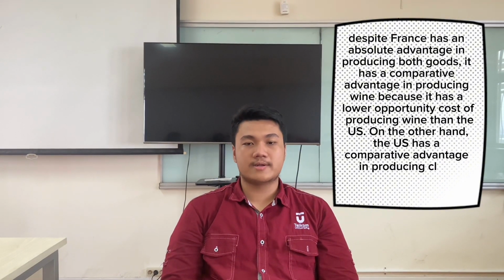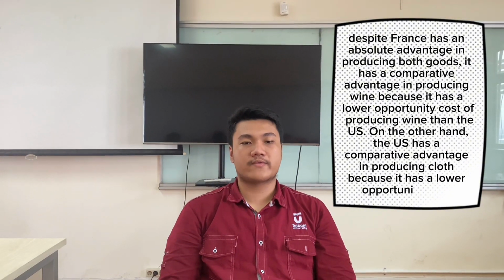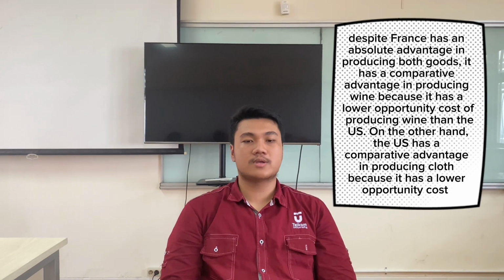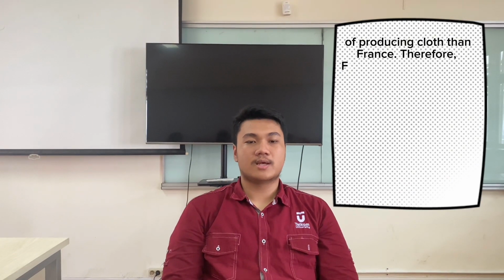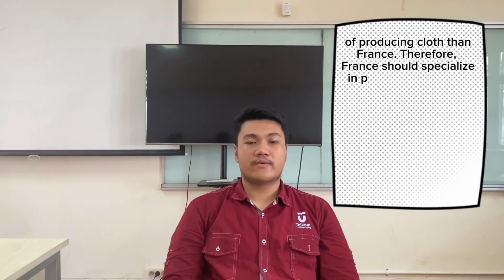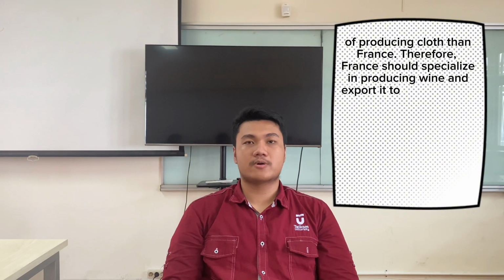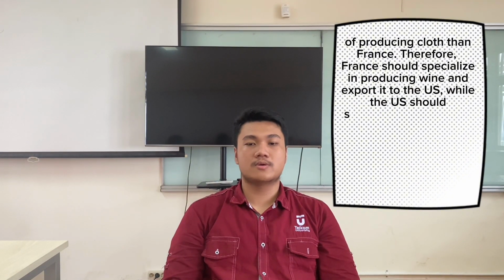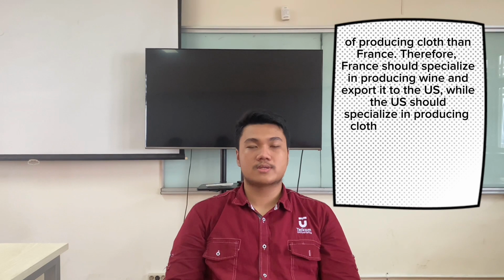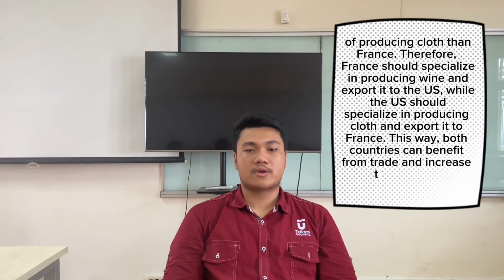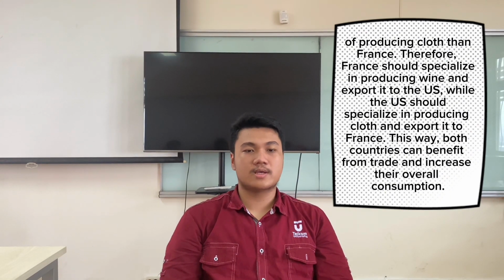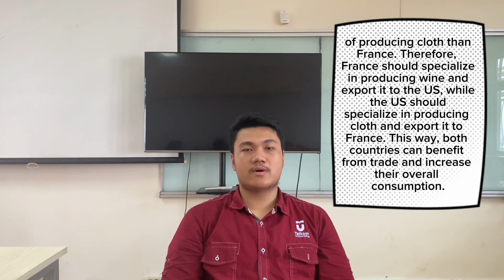On the other hand, the US has a comparative advantage in producing cloth because it has a lower opportunity cost of producing cloth than France. Therefore, France should specialize in producing wine and export it to the US, while the US should specialize in producing cloth and export it to France. So both countries can benefit from trade and increase their overall consumption.